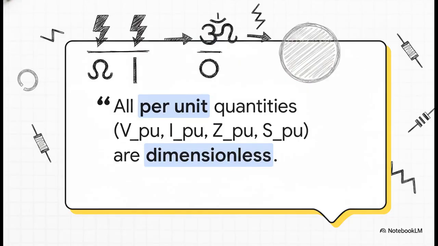Because you're dividing an actual value by a base value of the same unit, those messy units cancel out entirely. That leaves us with a pure, dimensionless number to work with. Keep this exact concept in mind. All per unit quantities, whether it's V per unit, I per unit, Z per unit, or S per unit, they are all dimensionless. Think about it. An ohm divided by an ohm is just a number. It's an incredibly liberating concept when you're staring down a mountain of grid calculations.